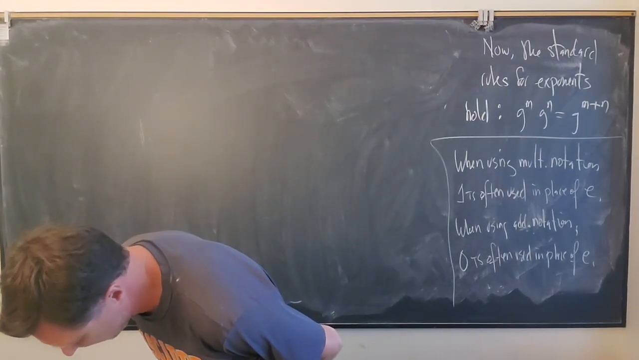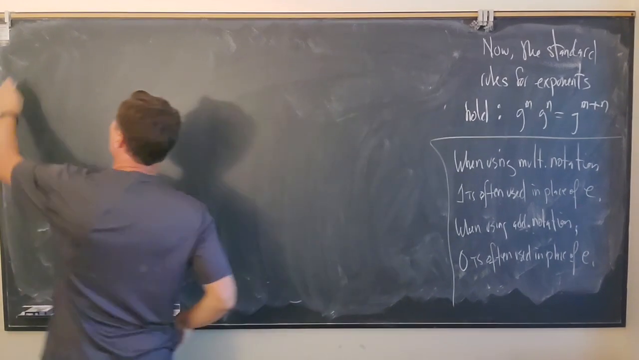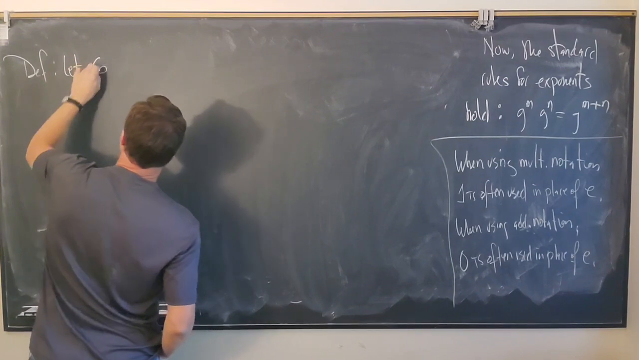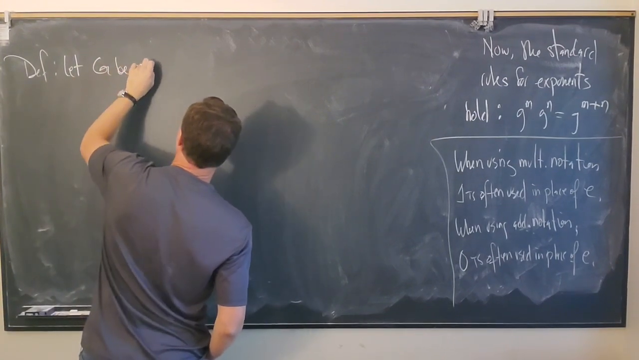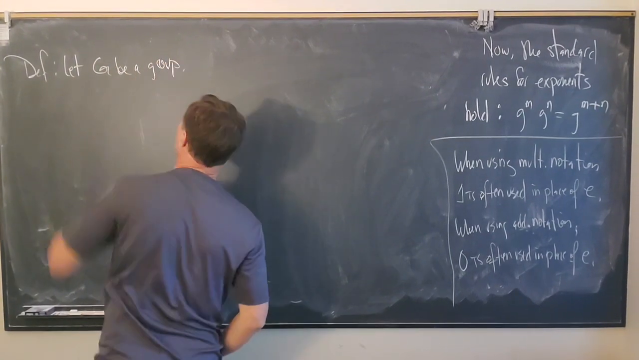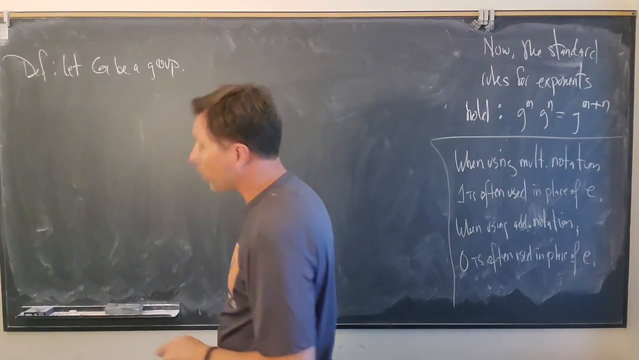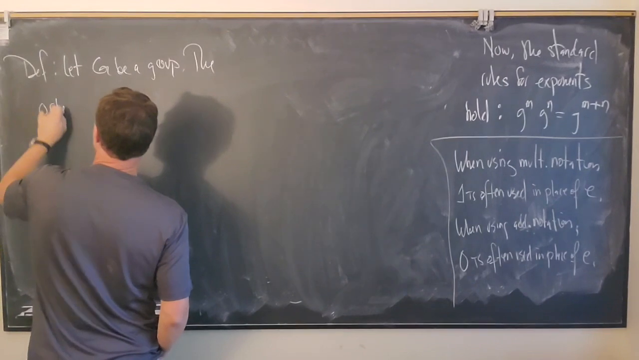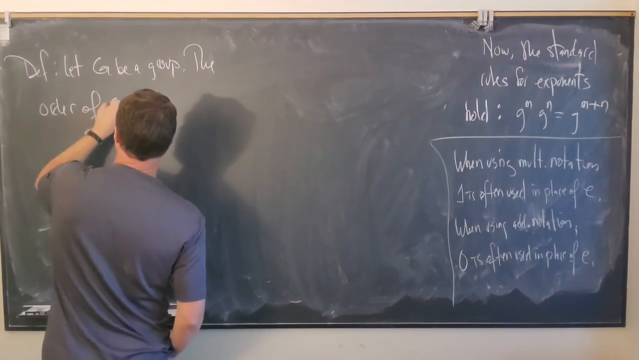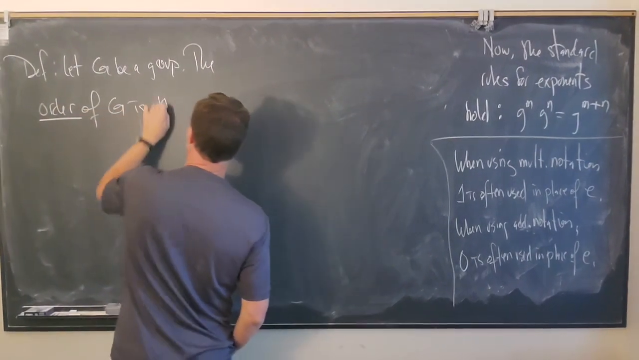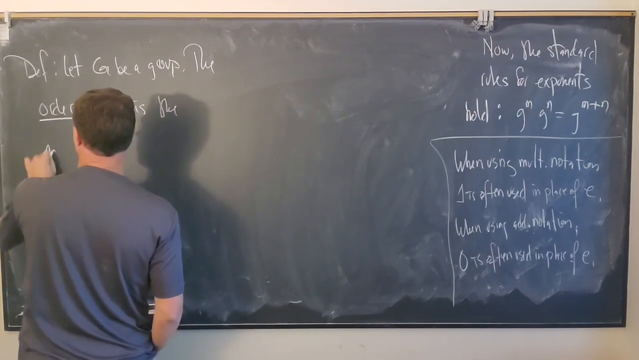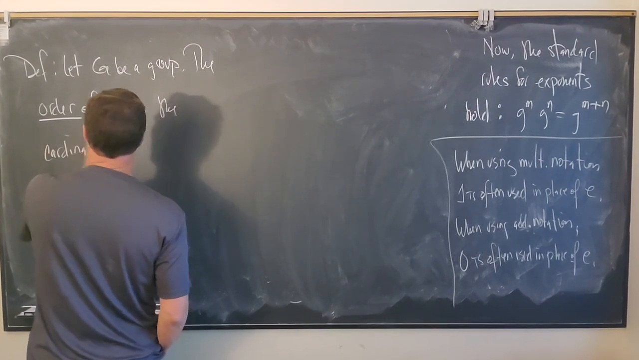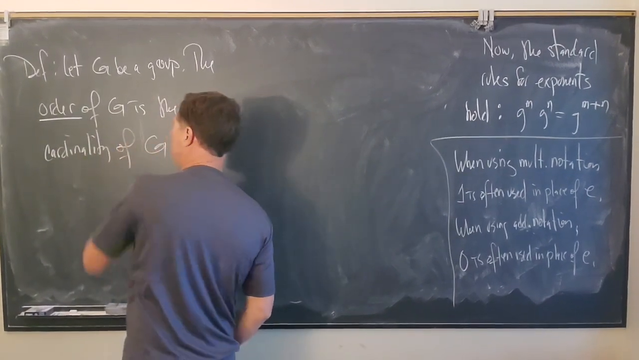Let's end with one last thing here. In fact, this is the end of chapter 4, so let G be a group. The order of G is the cardinality of G viewed as a set.